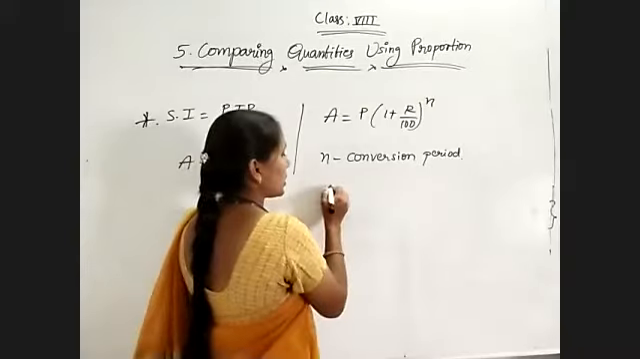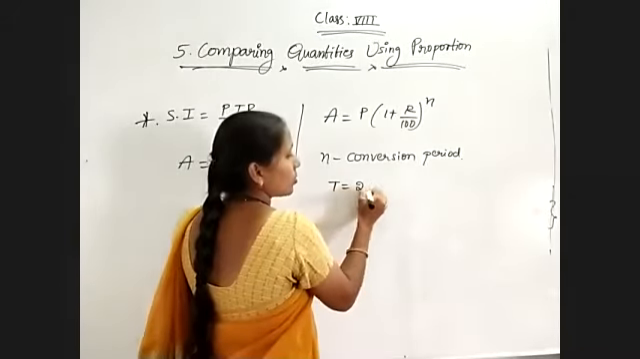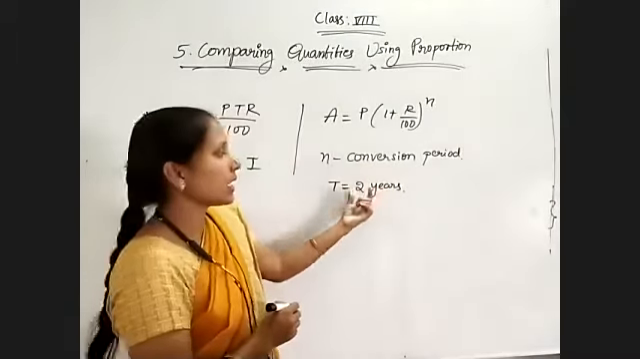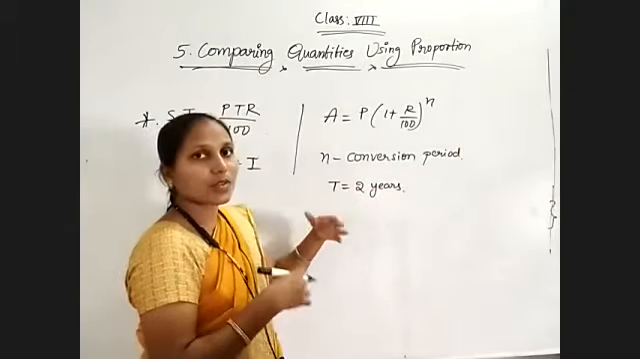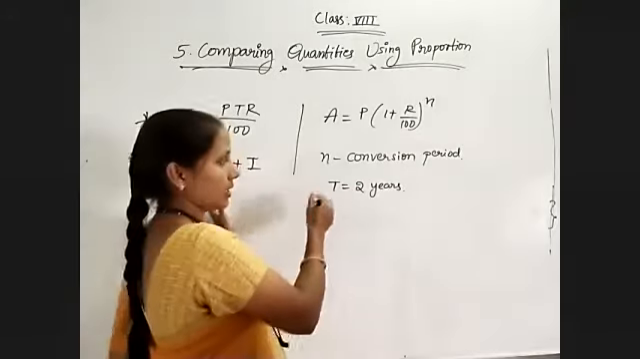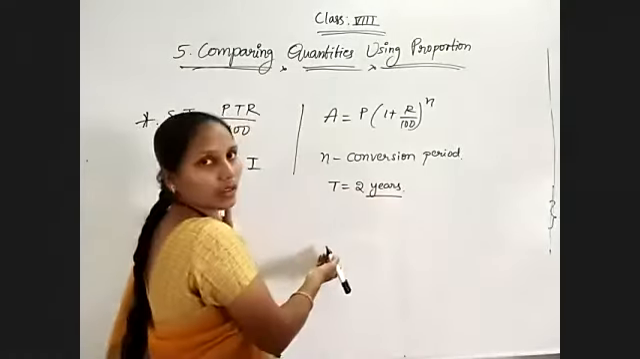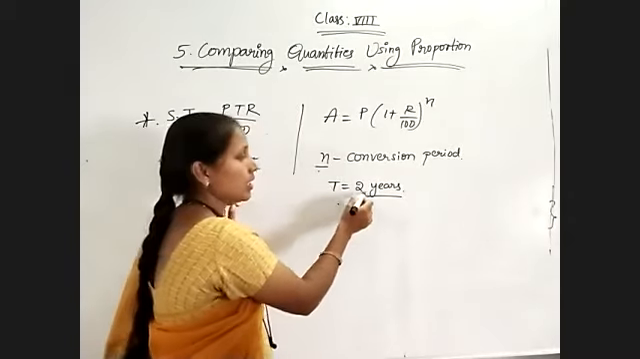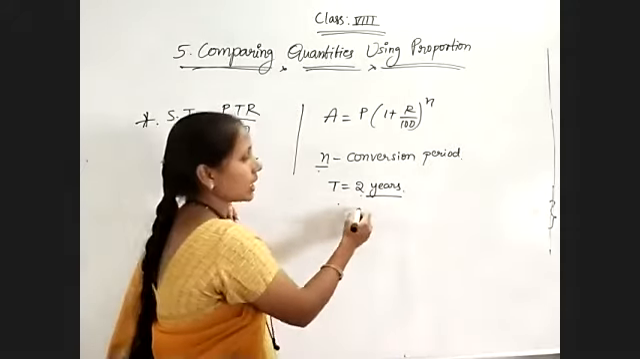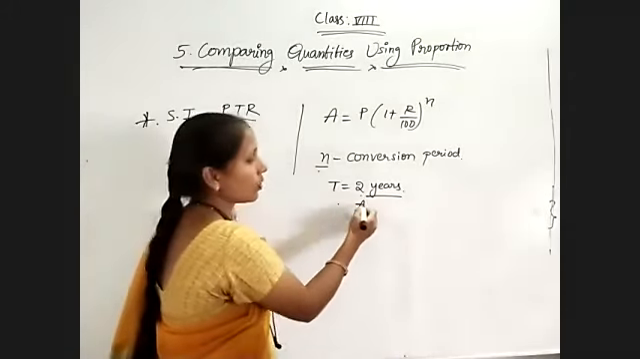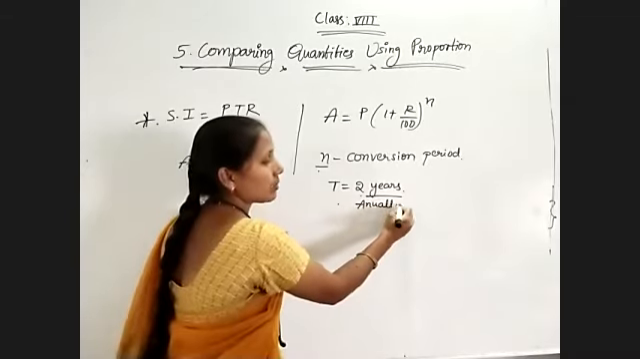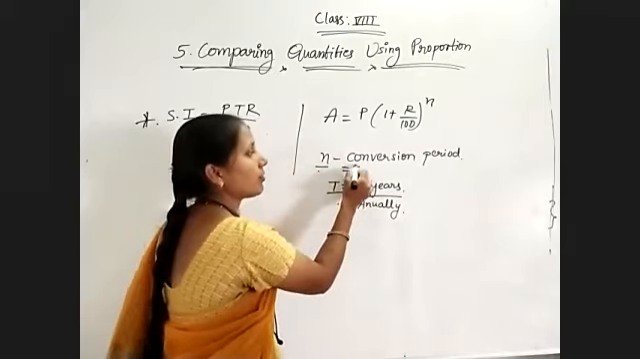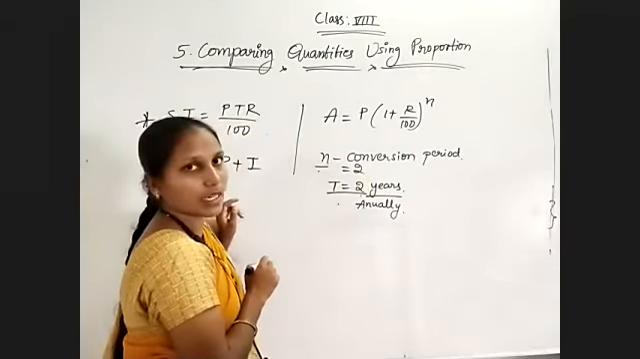Suppose the T value is equal to 2 years, and the amount is compounded annually, meaning per year. If it is given yearly, then the N value will be the same as the given time. That means the question says the interest is compounded annually. Annually is nothing but per year. So whatever T value is there, that we take for the conversion period, 2 itself. N is equal to 2.